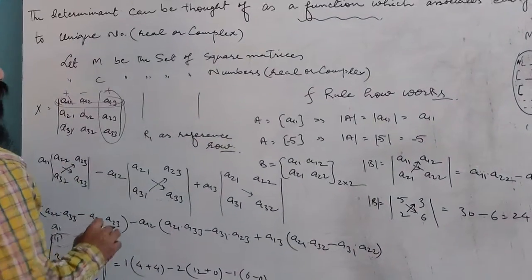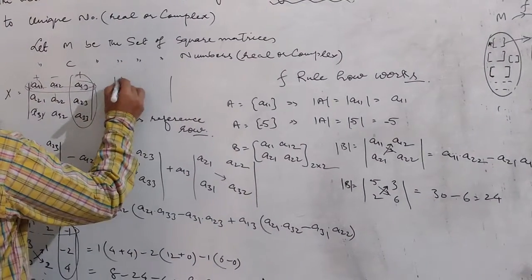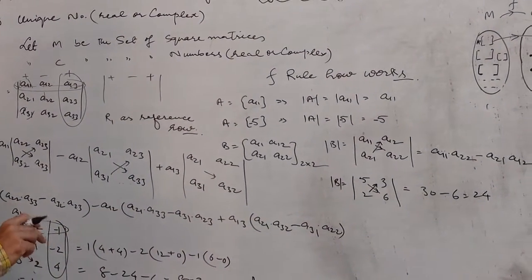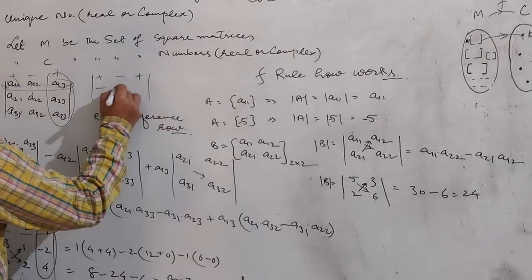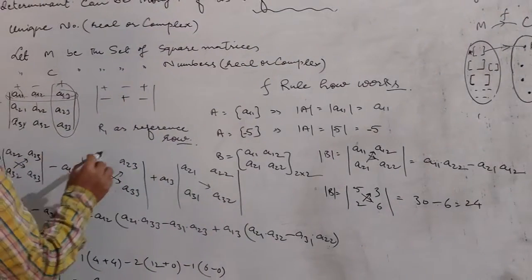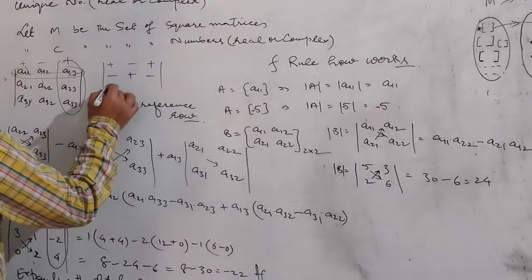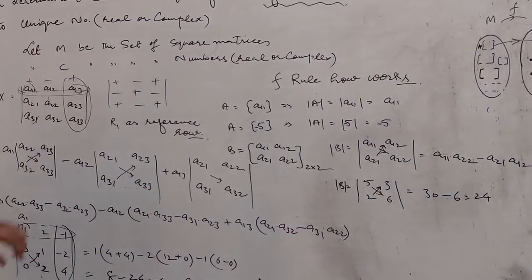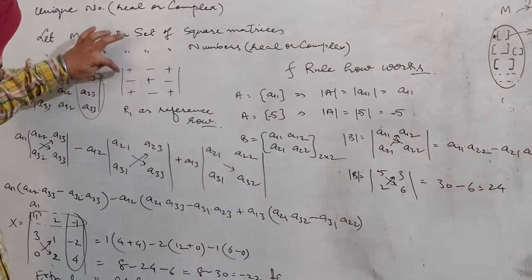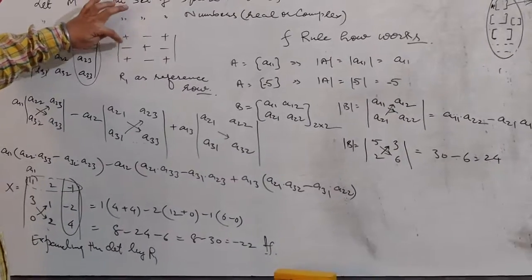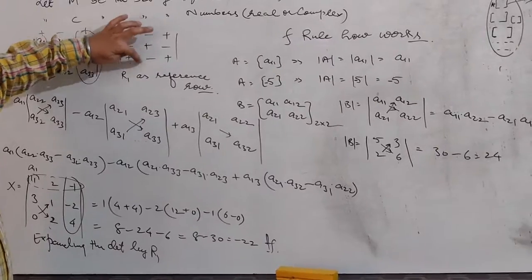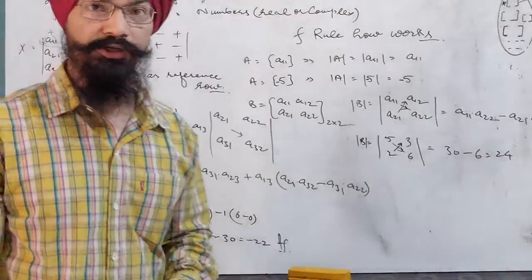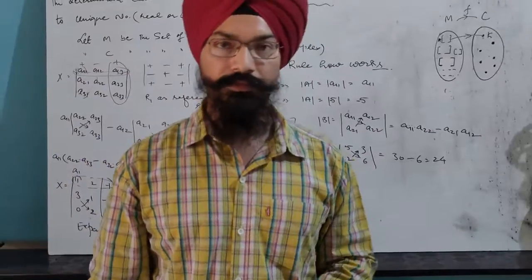If you have taken R1 as the reference row, then the signs must be plus, minus, plus. If you have taken the second row as the reference row, then the sign conventions are minus, plus, minus. And if you have taken the third row as the reference row, then the signs are plus, minus, plus. Similarly, if you have taken the first column as the reference column, then the signs are plus, minus, plus accordingly, then minus, plus, minus and plus, minus, plus, which you will have to use in order to find the determinant of order 3 by 3.